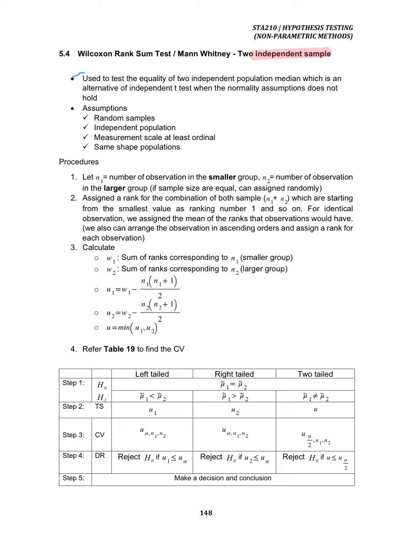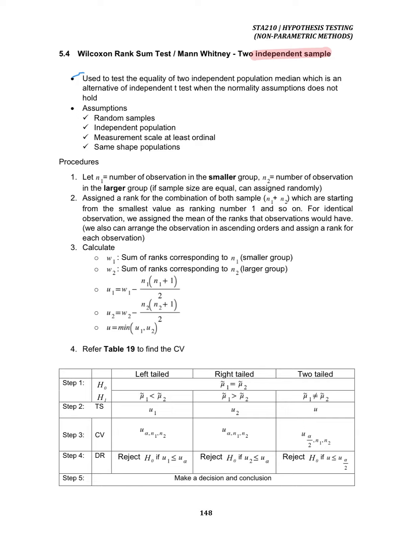Okay, so the first step involved here, as usual, the null hypothesis is median population 1 equals median population 2. For H1, for left tail, median population 1 less than median population 2. For the right tail, median population 1 greater than median population 2. And for the two tail, median population 1 not equal to median population 2. So our test statistic, for the left tail, kita akan guna U1 yang kita calculate tadi. Kalau right tail, U2. Kalau two tail ni kita akan guna notation U. U adalah minimum value between U1 and U2.